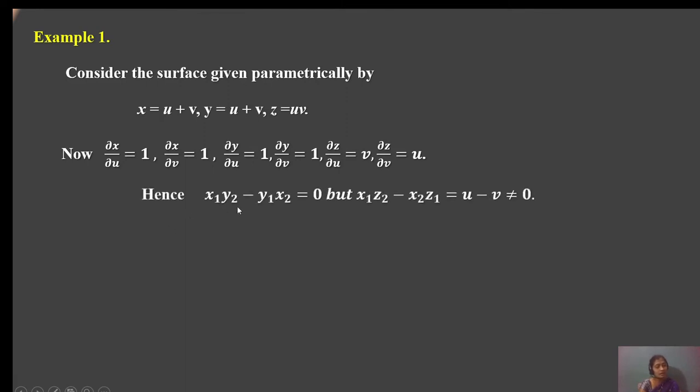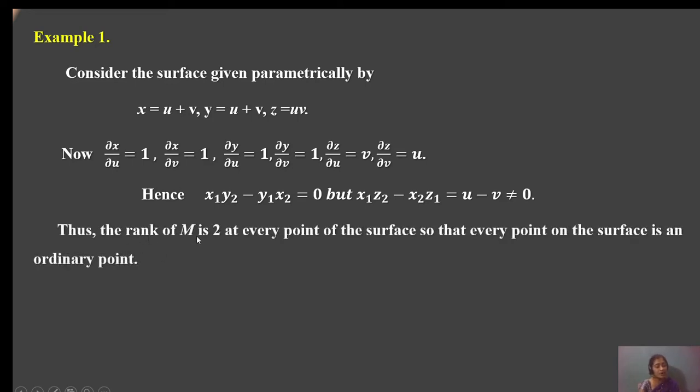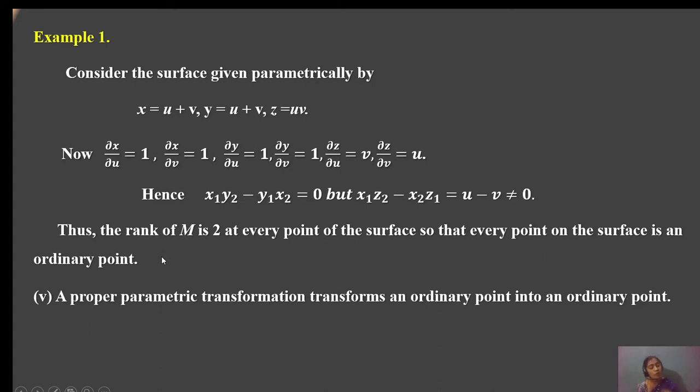Okay, hence x2 y2 minus y1 x2 equals 0, but x1 z2 minus x2 z2 equals u minus v, which is not equal to 0, because this value will be generated when the second row is used. Hence the rank of the matrix is 2 at every point on the surface, so the point is an ordinary point. If the point were 0 and 1, this point would be called a singularity point. Okay, this is not a singularity point.